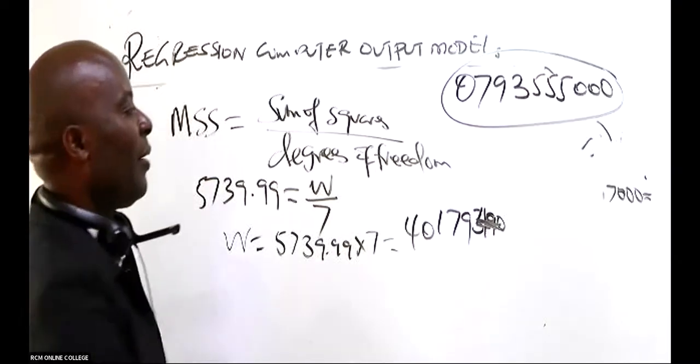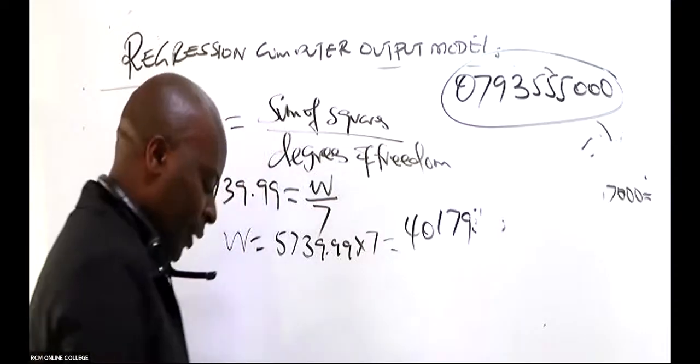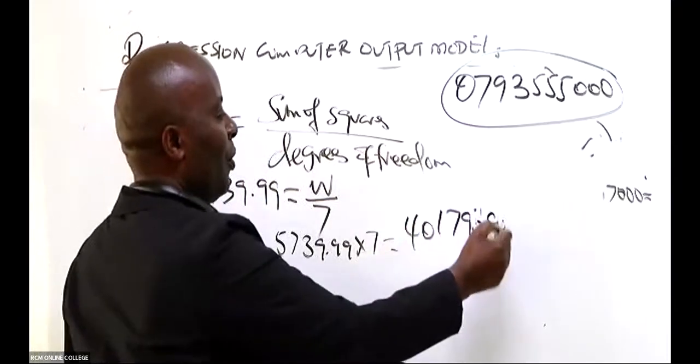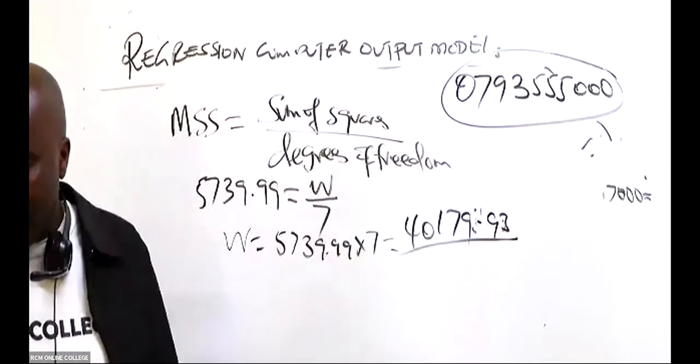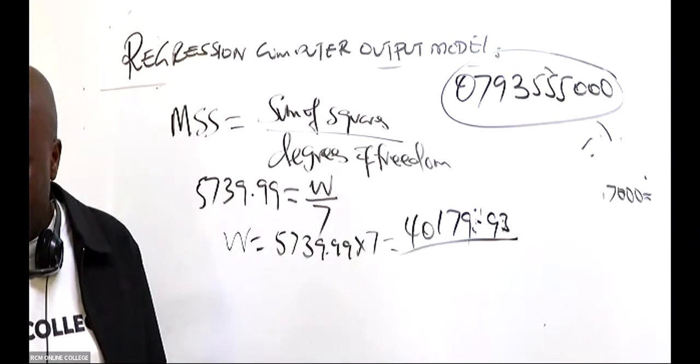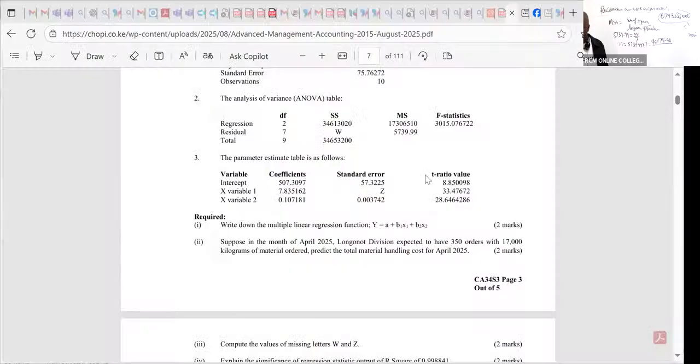4179.93, isn't it? 0.93. Thank you very much. Now from there, they want us to give them the other unknown variable. So the other unknown variable here is Z. And this one is under T ratio.